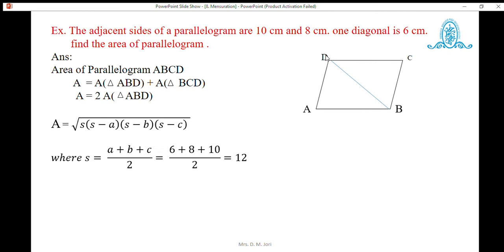So, what is that semi-perimeter? 6 plus 8 plus 10. The diagonal is 6. The adjacent sides are given. They are 10 and 8. So, the three sides of the triangle ABD are 6, 8, 10. That we can assume. So, the semi-perimeter of the triangle is 12 centimeters.